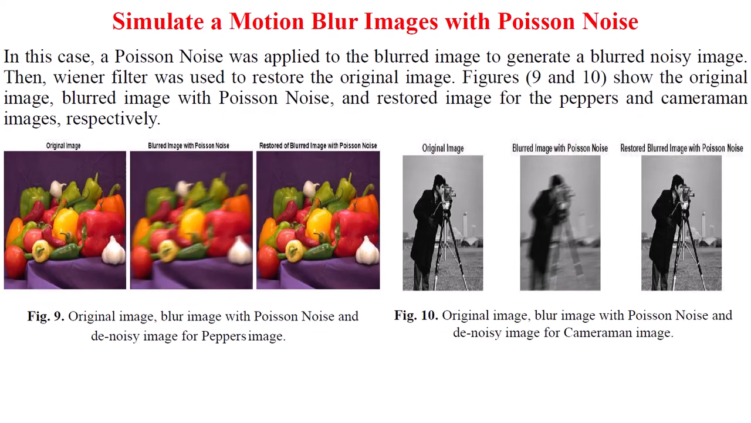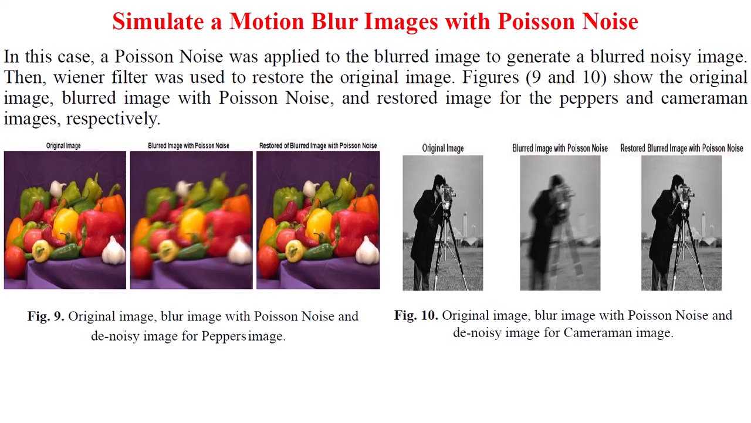In case 5, which is simulate a motion blur image with Poisson noise. In this case, we add noise, which is Poisson noise, to the blur image to produce blur image with Poisson noise. So Poisson noise was applied to the blurred image to generate blurred noisy image. Then winner filter was used to restore the original image.